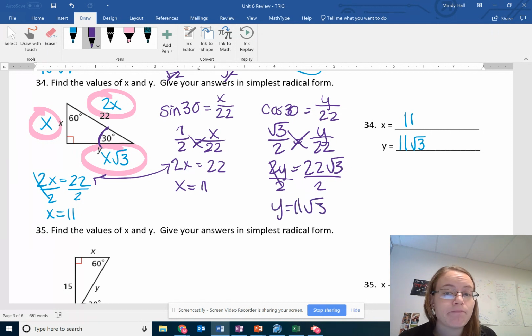So again, it does not matter if you use trig or the special right triangle rules. I don't care. But if one way seems easier than the other, you do that way. It does not make a difference to me. Just make sure you're checking your work and being careful with what you do.